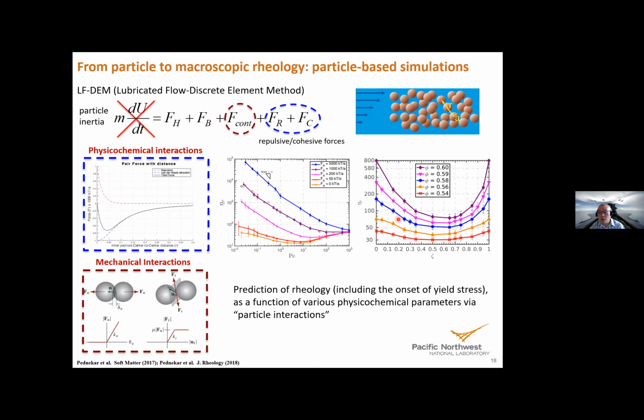Another thing we could do is vary the volume fraction. If we mix two different size particles, what are the viscosities between them, depending on the relative amount of the two different size particles? We can also simulate that using this kind of scheme. So this is a way to predict the rheology, including the yield stress, as a function of different parameters, because these parameters are related to the physical chemical properties of the system.